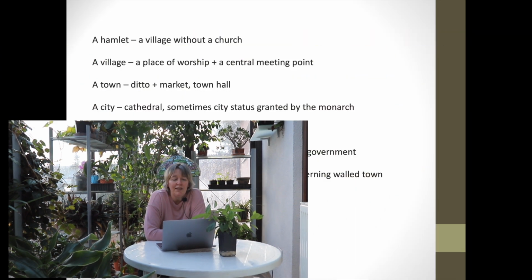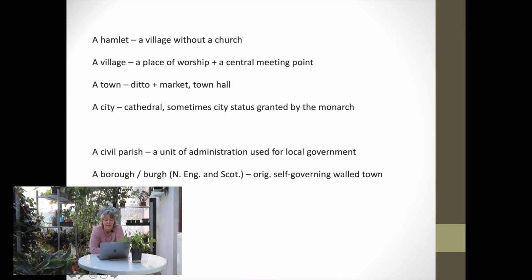Speaking of human habitation, I actually put a little table here with some of the words like a hamlet, a village, a town, a city, with two more added as an extra. So a borough, which originally was a self-governing walled town called a burgh in northern England and Scotland, and a civil parish. A civil parish is an interesting invention of the 19th century.